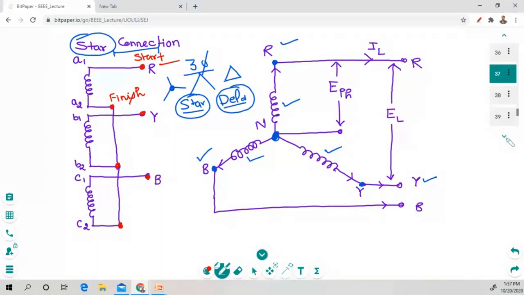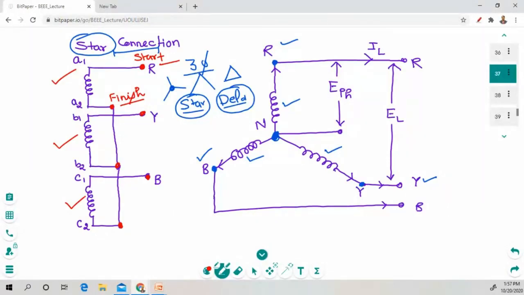So there are three wires. This is called the first wire, this is the second wire, and this is the third wire. There are three wires, they connect with the finish terminal, and the start terminal is open.